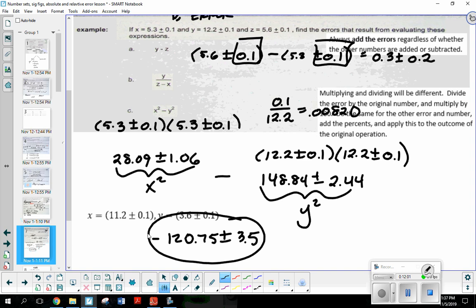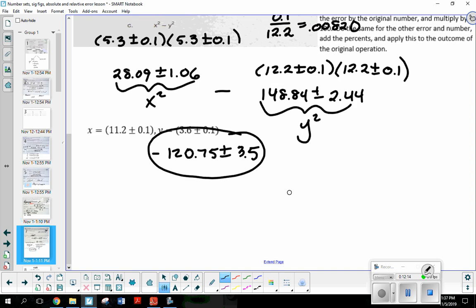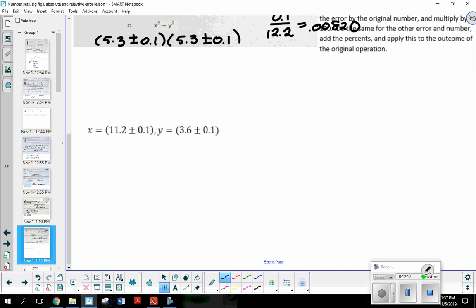Are we ready for one on our own? Okay. You'll notice it's already up here on the board. I'm giving you two values. So x is 11.2 plus or minus 0.1, and y is equal to 3.6 plus or minus 0.1. What I want you to do with these is perform two operations. First find x minus y, and then find x divided by y.